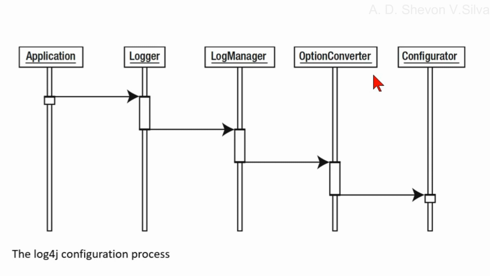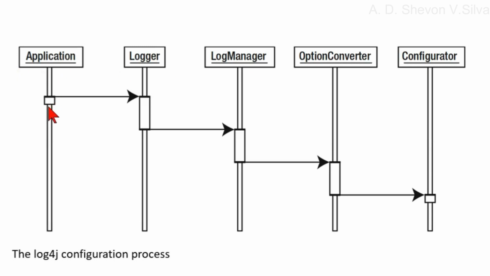Class OptionConverter, a convenience class to convert property values to specific types. Class Configurator initializes and configures the logging system. This class provides several ways to construct a logger context using the location of the configuration file, a context name, and various optional parameters.